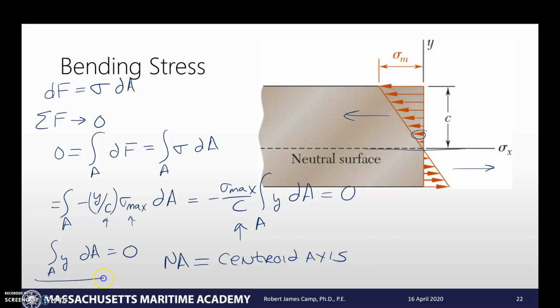Because if you remember, that is the definition of our centroid. Why do I care? Why is this an important revelation? Because up until now, we've said the neutral axis is this thing that doesn't change, but we really hadn't talked about how you could get it. Well, now we can solve it, because we can say this is where my centroid is, which means this is where my neutral axis is.